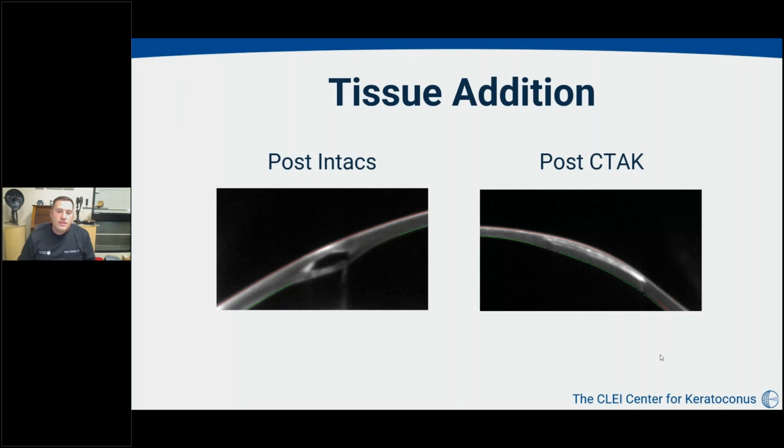The other nice thing about the CTAK inlays is that they really do take on the natural contour in the periphery of the cornea. One of the things that's very difficult with Intacts is that the Intacts segments will raise the cornea. That's how it induces the flattening. And you get this kind of elevated area in the mid-periphery and periphery of the cornea, which, as you can see on these Scheimpflug images here, with the CTAK inlay, you really don't get at all.